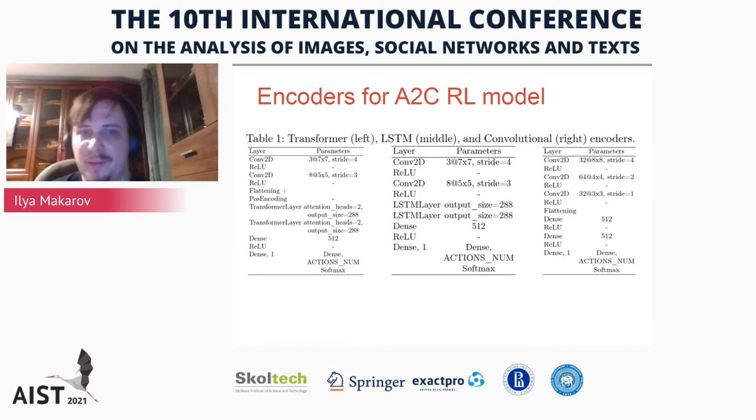In the LSTM, you do similar things, starting with convolution layers, but then feeding them to LSTM layers. And finally, for the purely convolutional architecture, you add some number of other convolutions, flatten them, and train the final results with some number of fully connected layers.